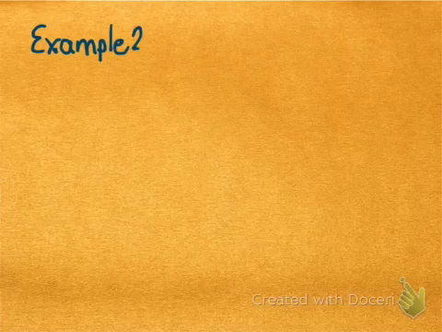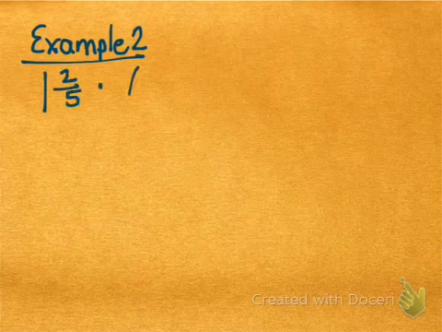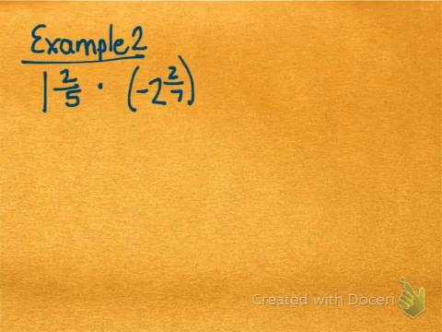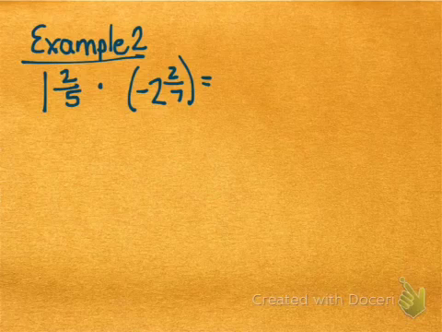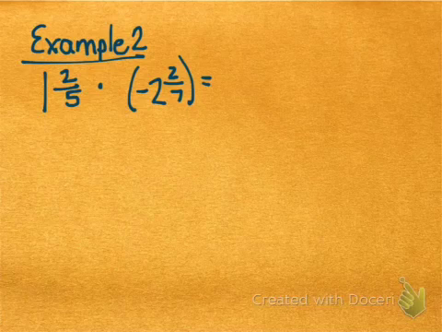All right, let's take a look at when we have mixed numbers. Example number 2. 1 2/5 times a negative 2 2/7. Okay? So I want you to pause here and see if you can do this one. I want you to change to improper fractions, simplify on the diagonal, and then do your multiplication. All right, how'd you do with that?